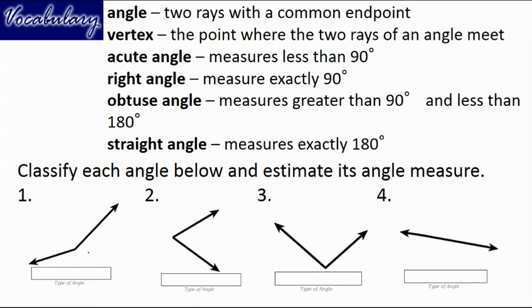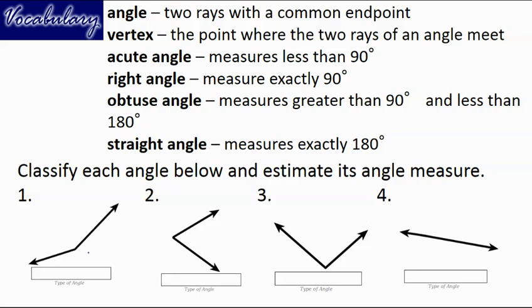All right, seventh grade. We're going to talk about angles today, angles and triangles. So we've got some definitions here that I'm going to go over for you. First one is angle. An angle is two rays with a common endpoint. So a ray is a line that starts with an endpoint and then goes forever and ever. Then we've got vertex. That's the point where the two rays of an angle meet.